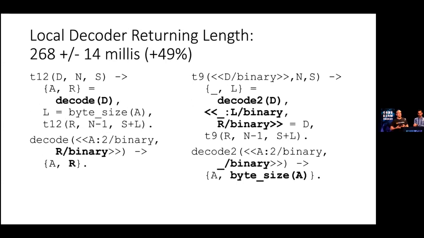Another example of something that we tried was, instead of the decoder returning the decoded part and what was remaining of the binary, having it return the length, with the slicing happening in the calling function. That also significantly improved the performance of the decoders.